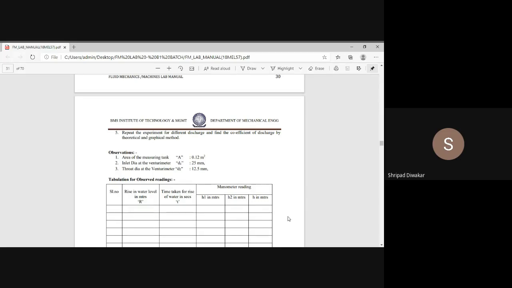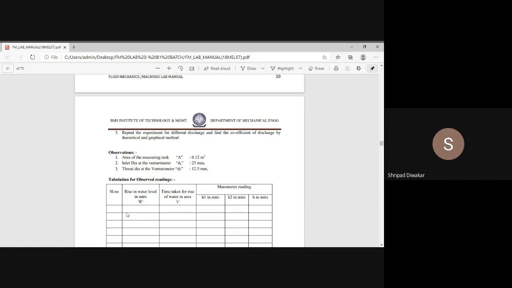This is the first set of reading. Rise of water level is 0.1 meter. Time taken is 39 seconds. H1 is minus 1.5 and H2 is 1.4. So H, I am giving the value, that is 2.9. That is 1.4 minus of minus 1.5, which means it becomes plus. So you'll get 2.9.